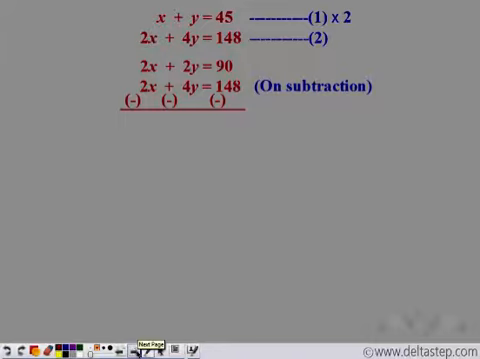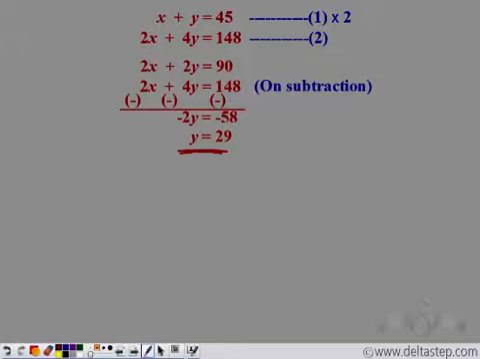2x minus 2x gives 0. 2y minus 4y gives negative 2y. This is equal to 90 minus 148, which is negative 58. So negative 2y is equal to negative 58. From here, we can get the value of y. y is equal to negative 58 divided by negative 2, which is 29. So y is equal to 29.